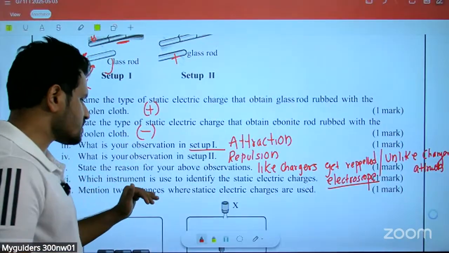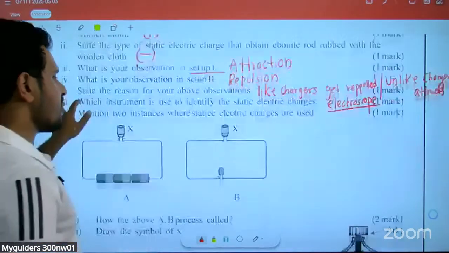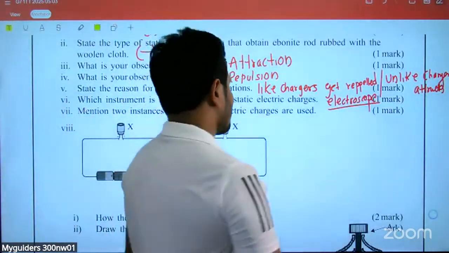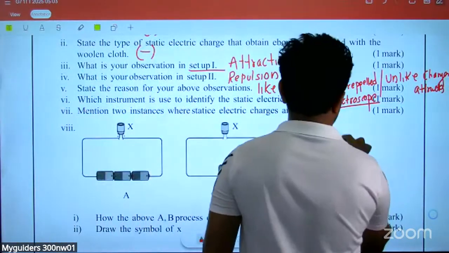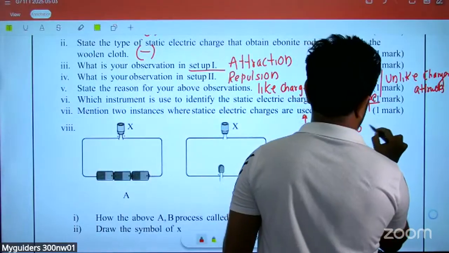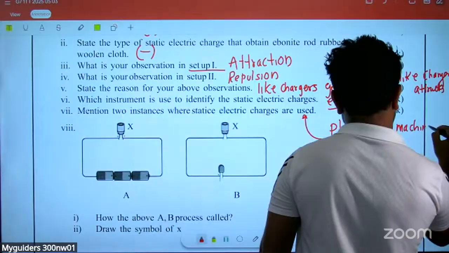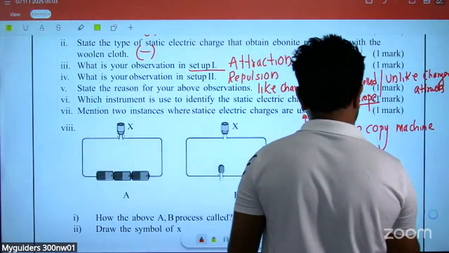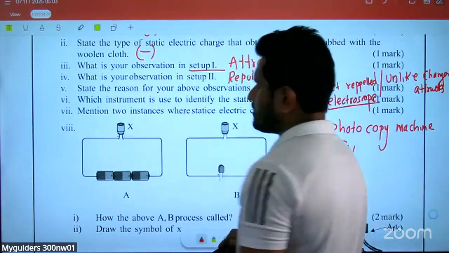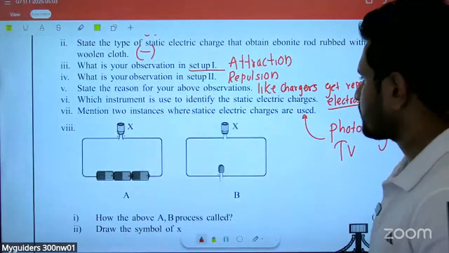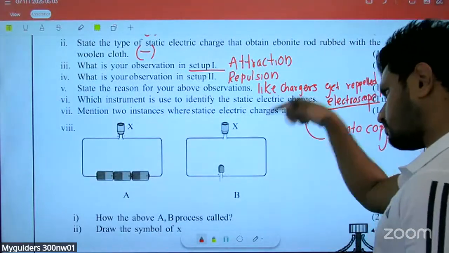Mention 2 instances where static electric charges are used. We discussed photocopy machines, and televisions. Right, next one, the 8th question.